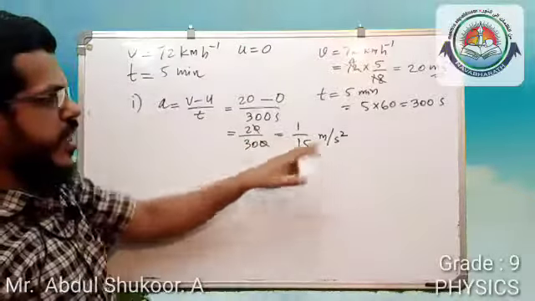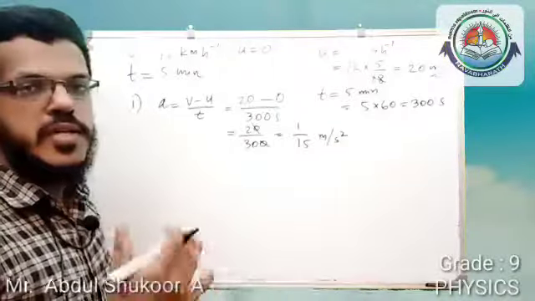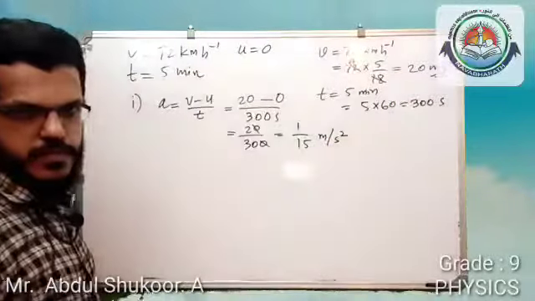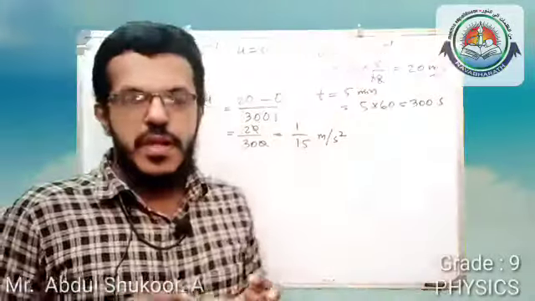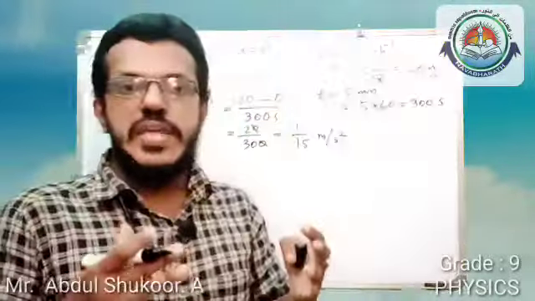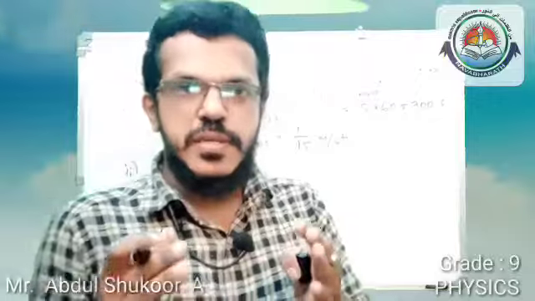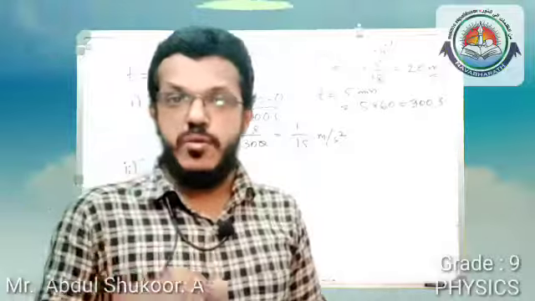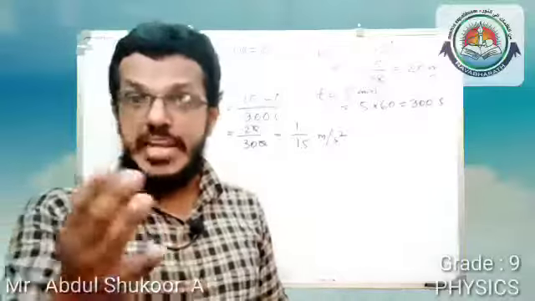A is equal to 1 by 15 meter per second square. Next, we want to find the distance traveled by this train to attain this velocity of 20 meter per second. That is the second question. How can we find the displacement? In this question no time is given. Which equation represents the relation between position and velocity? That is the third equation of motion, 2as is equal to v square minus u square. There is no time in that equation.